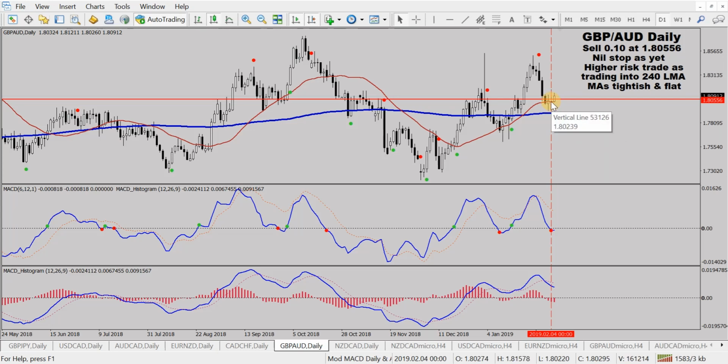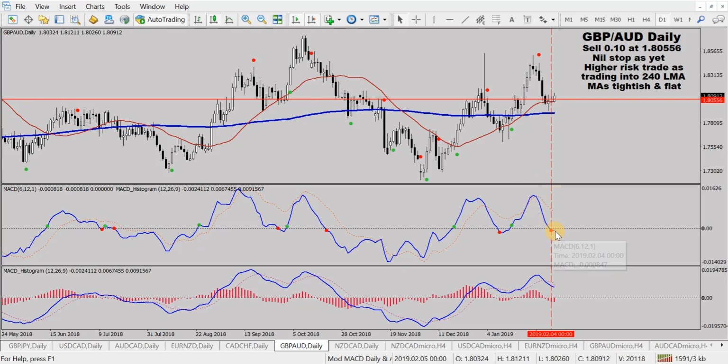The 25 SMA is getting fairly flat too. It's pretty ugly looking, and I'm trading into a very close 240 LMA. Not the ideal trade setup. Probably one, if you didn't like too much risk, you'd probably avoid. It's just not ideal. It's hard to tell which way it's going to go.